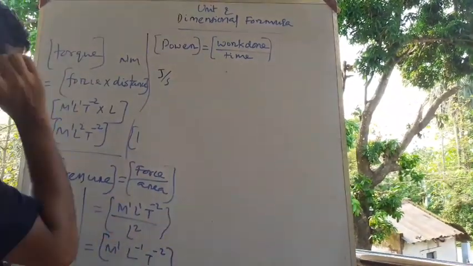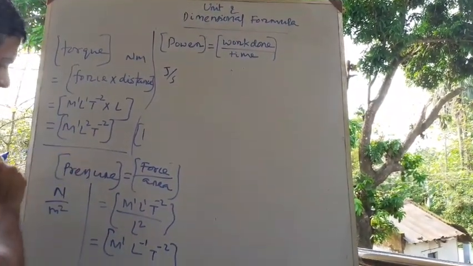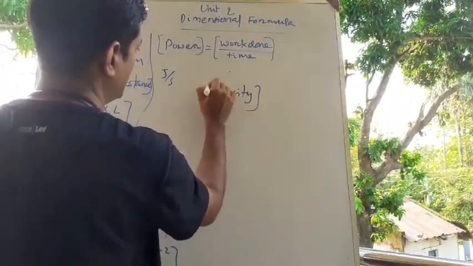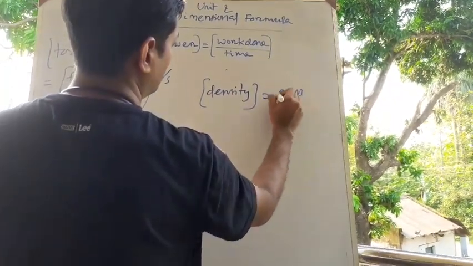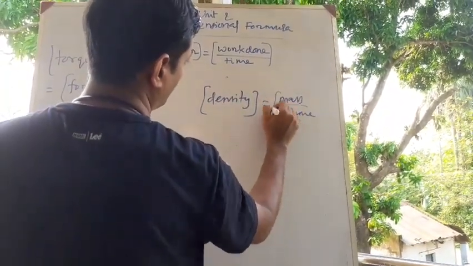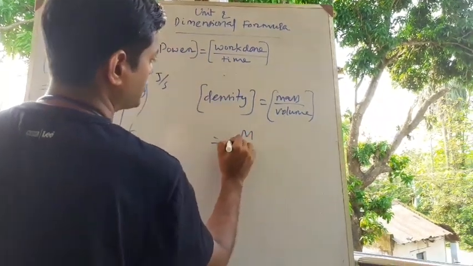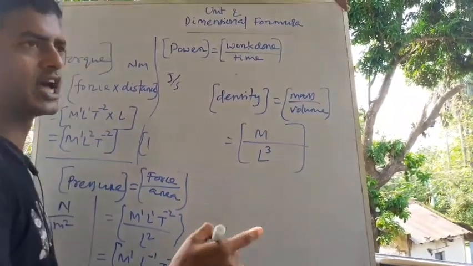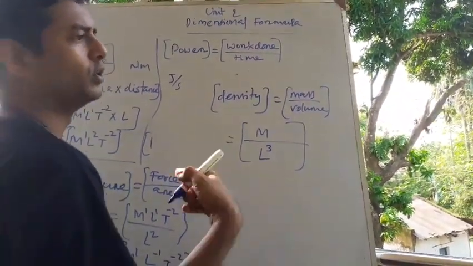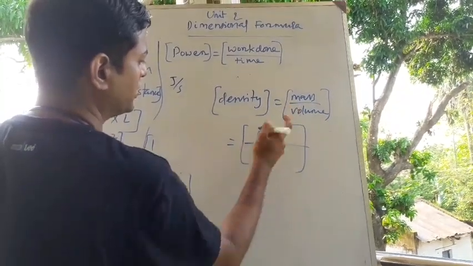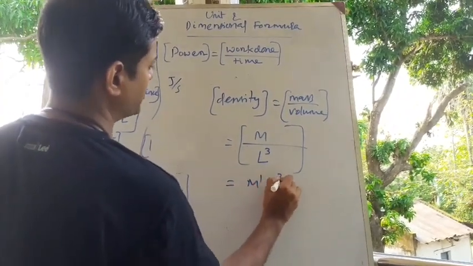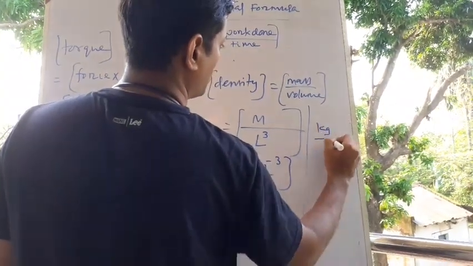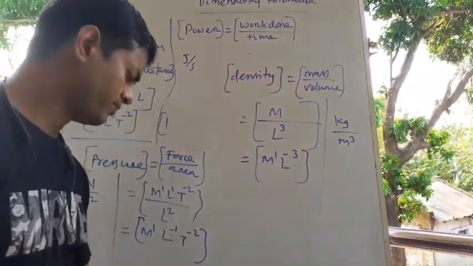After pressure I will be talking about density. Density equals mass by volume. For mass I am taking the dimensional formula as M, and for volume I am taking L cube, because volume is nothing but distance cube, length into breadth into height, L cube. So M1 L minus 3. So for density, the unit will be kg per meter cube.